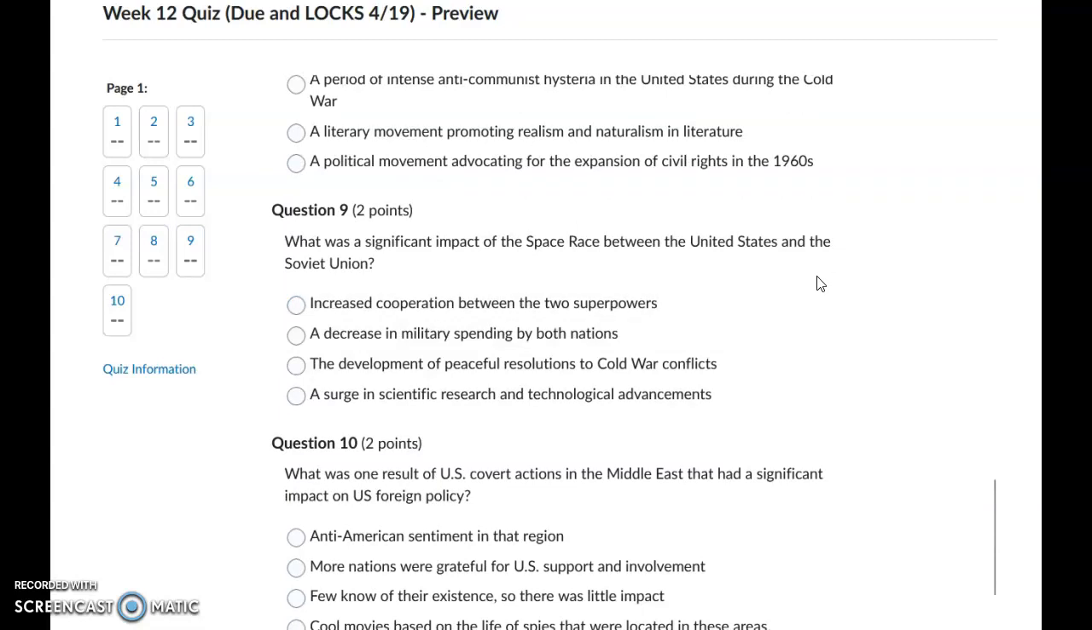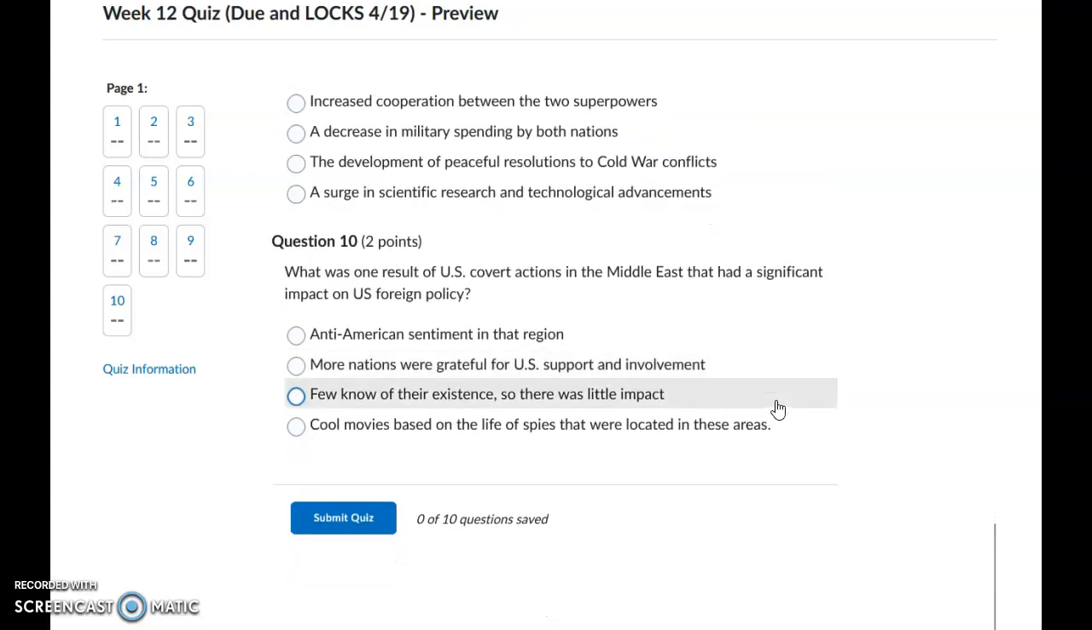Question 9. What was the significant impact of the space race between the United States and the Soviet Union? Increased cooperation between the two superpowers, a decrease in military spending by both nations, the development of peaceful resolutions to Cold War conflicts, or a surge in scientific research and technological advancements.